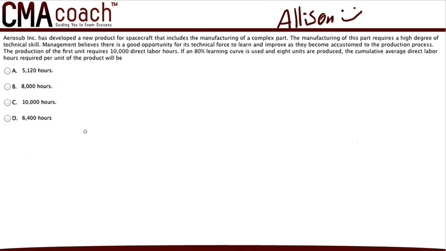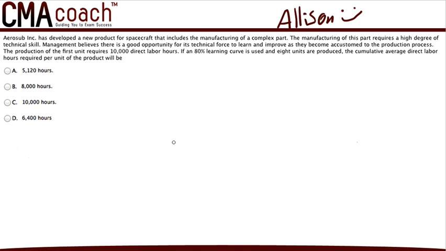All right, so what is the Cumulative Average-Time Learning Model? This model uses a constant percentage of decline in average time per unit each time that the cumulative quantity of units produced doubles. Okay, so I have prepared a sample question here that we'll go over to explain in detail the concept of the cumulative learning model.